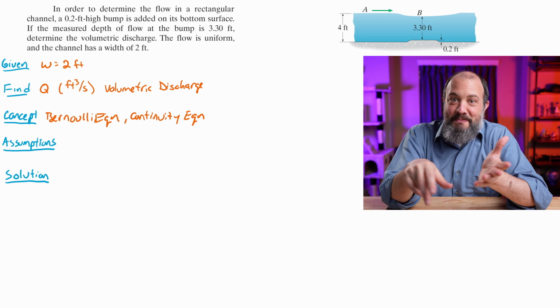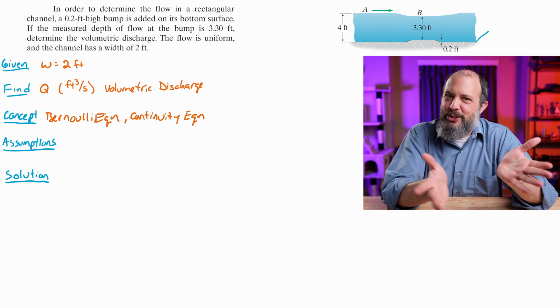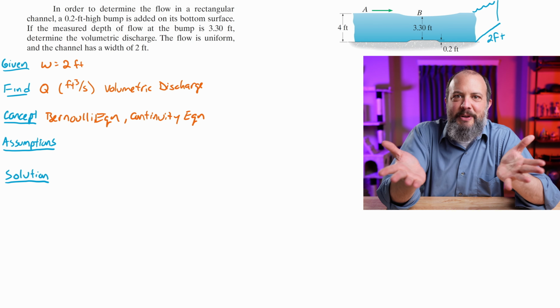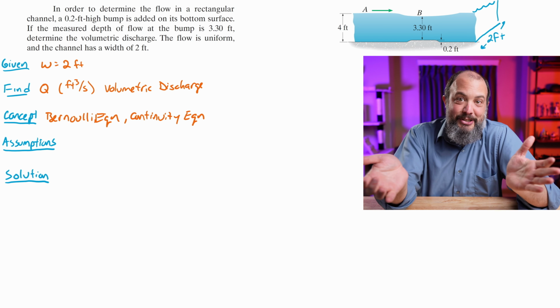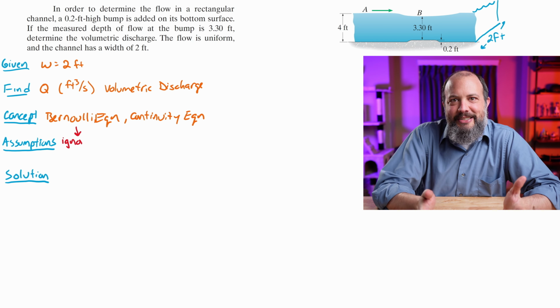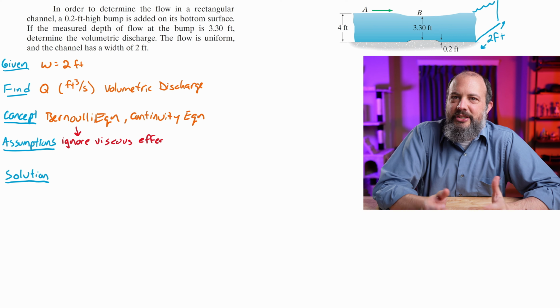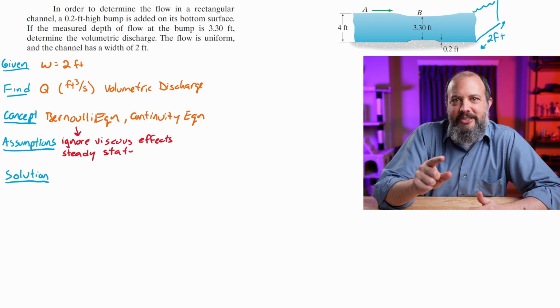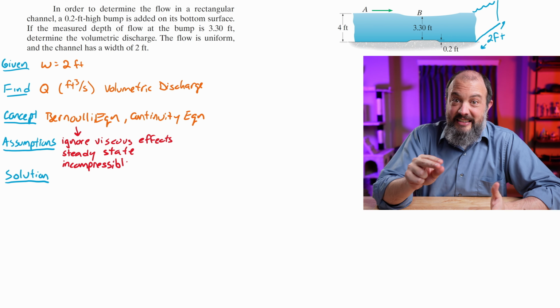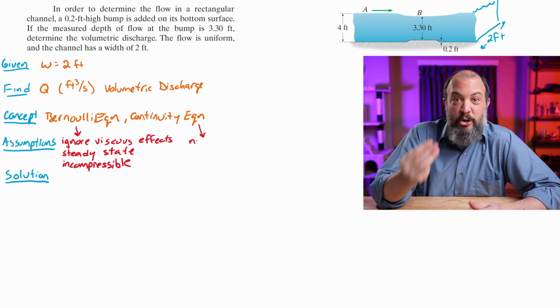If we were actually able to measure the size of this dip, so this must be in some kind of lab experiment, you probably couldn't actually measure this in the real world. What is the volumetric flow rate through this system? Start off by writing the Bernoulli equation assumptions: that we have to ignore viscous effects, that the system is at steady state, and that the system is also incompressible.